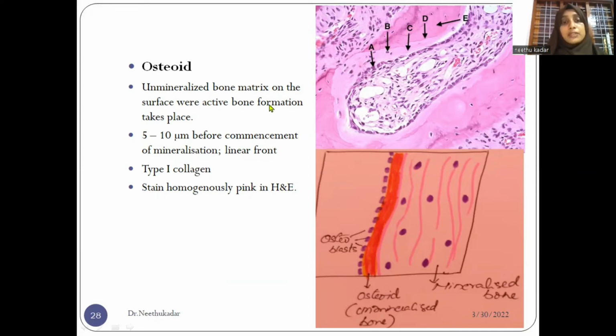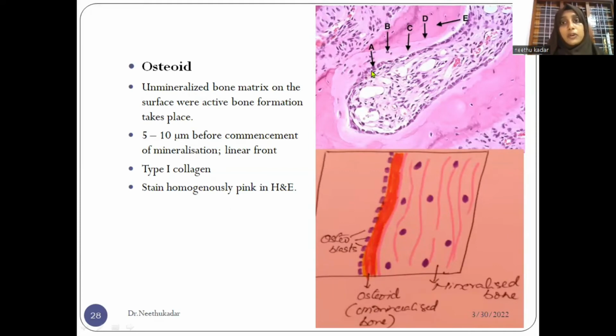It is around 5 to 10 μm thick before commencement of mineralization, and it is a linear front. It comprises type 1 collagen, and it stains homogeneously light pink in an H&E section. So this part is the osteoid. The other part shows mineralized bone, which is a much darker shade, and osteoid is an unmineralized bone matrix which will get mineralized later.